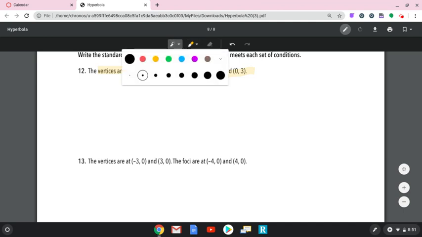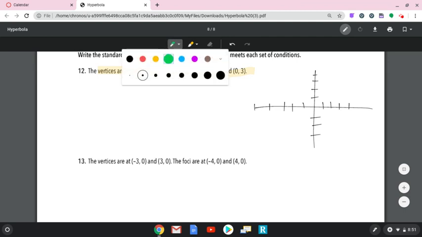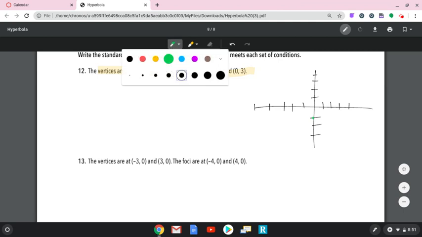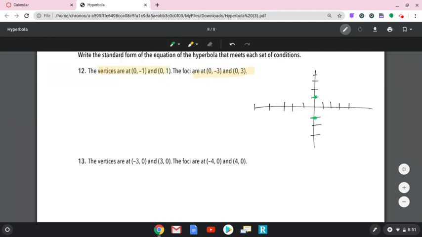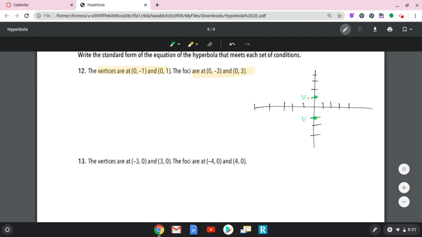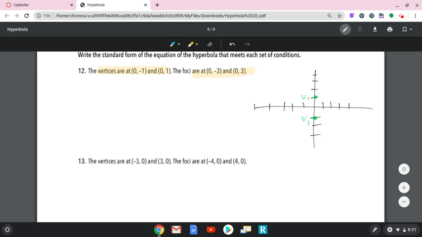Again, I like to do a rough sketch just to think about it. If I think about my vertices and my foci, I'll make my vertices green. I have 0, -1, and 0, 1. Those are my two vertices, vertice 1 and vertice 2. Then I'll do my foci: 0, -3 and 0, 3. So this would be foci 1 and foci 2.